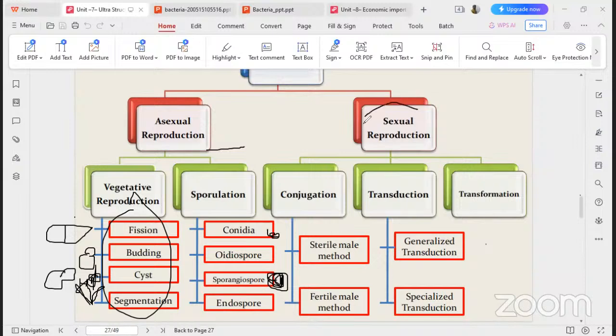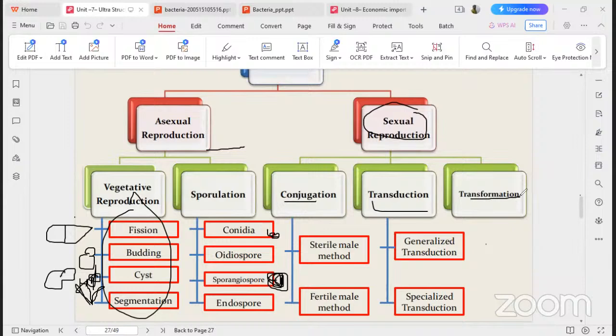The next is sexual reproduction by three ways: conjugation, transduction, and transformation. Here, it is not true sexual reproduction in bacteria, but genetic material is exchanged from one to another. That's why we call it sexual reproduction. But there are no male and female bacteria.